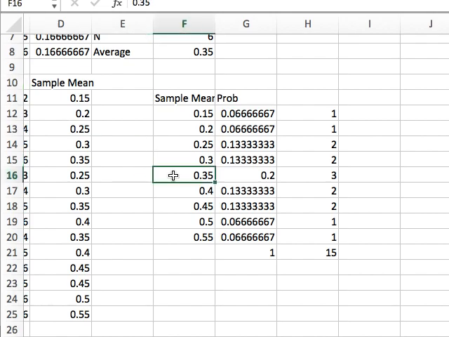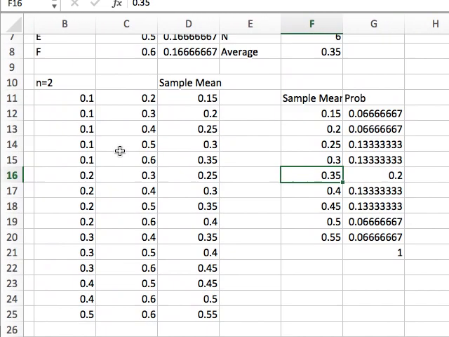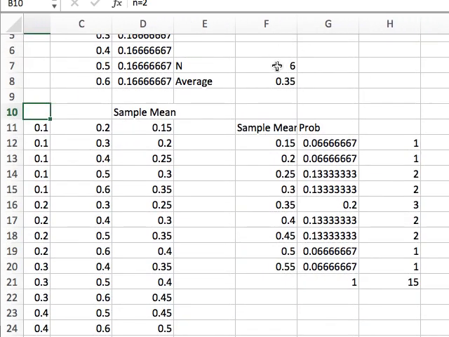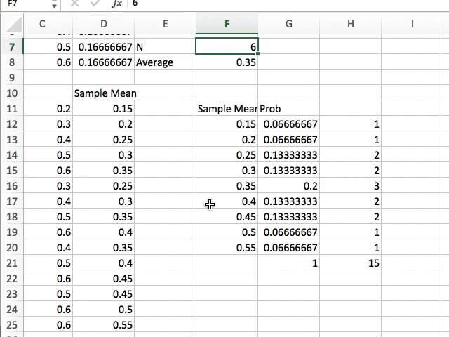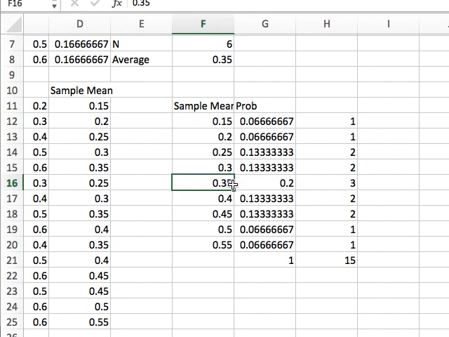So again, this means that if we randomly select 2 stocks out of the 6 stocks in the population, the probability that the average of the 2 stocks you will get is 35% is 20%. So there is a 20% chance, or 1 out of 5 chance, that if you randomly select 2 stocks, you will get an average of 35%. So that's how we interpret the probabilities in the sampling distribution of the sample mean.